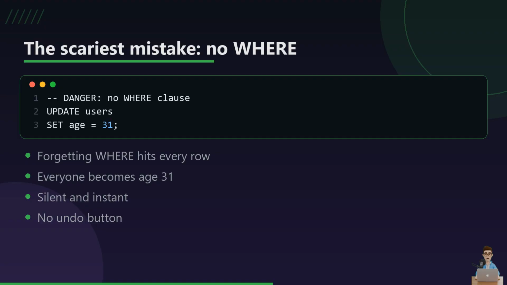Leave off the WHERE clause and SQL does exactly what you said, not what you meant, and sets every single person's age to 31. I once ran an update like this against a live table and turned 2000 customer records into the same value in about a tenth of a second. In short, no WHERE means all rows, so always write the WHERE first.